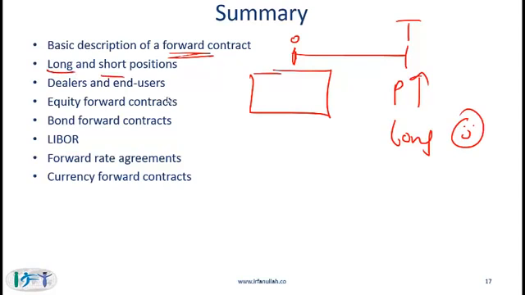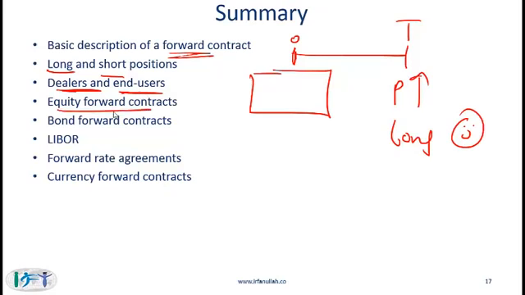Long and short, as I alluded to, the long party is the party that is getting into the contract to buy the underlying asset, and the short party is the party that is getting into the contract to sell the underlying asset. We talked about dealers and end users. Dealers tend to be large banks or other financial institutions. End users tend to be corporations or governments or NGOs.